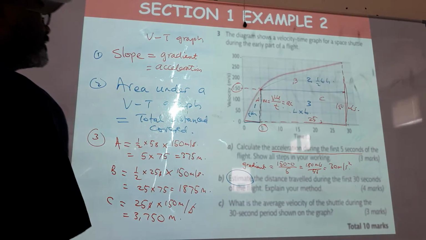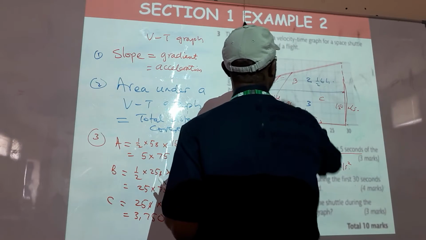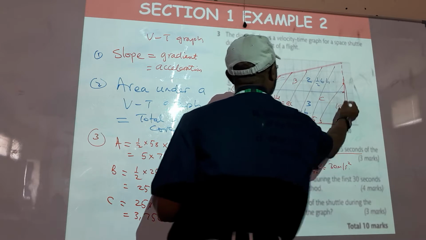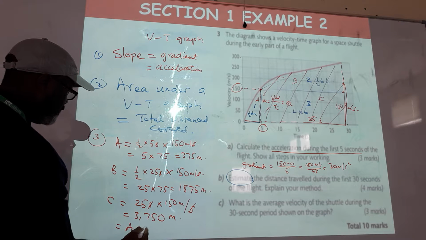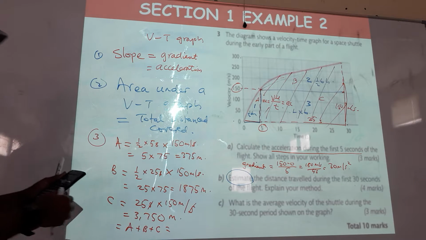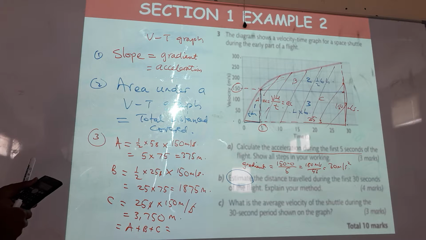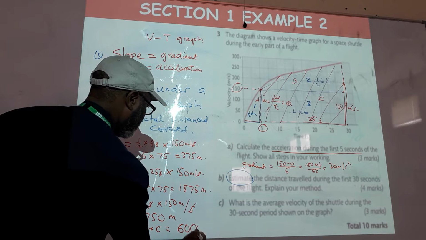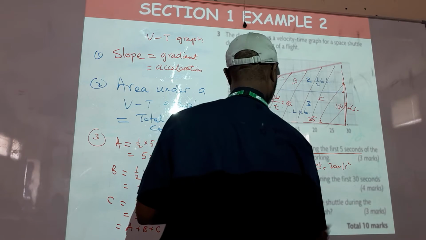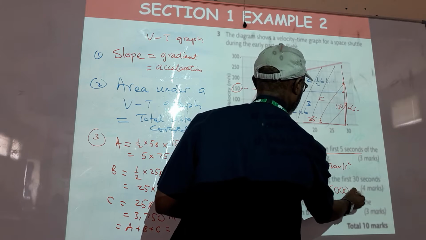So we now need to add up everything, because what is the distance traveled during the first 30 seconds? The total distance traveled will be the distance covered in all these regions, the addition of A plus B plus C. That is 3,750 plus 1875 plus 375, which equals 6,000 meters. And so the estimate here will be 6,000 meters.